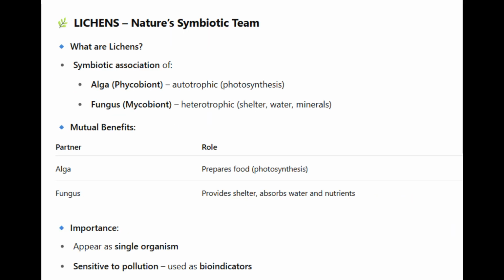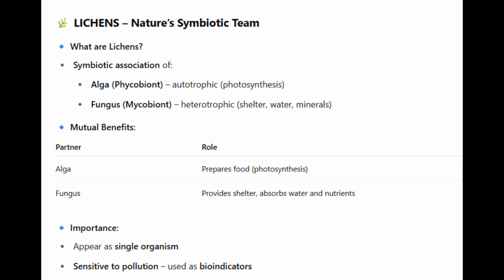What are lichens? A symbiotic association of an alga, the phycobiont, which is autotrophic, and a fungus, the mycobiont, which is heterotrophic. The alga prepares food by photosynthesis. The fungus provides shelter and absorbs water and nutrients, giving mutual benefits. Importance: they appear as a single organism. They are sensitive to pollution and used as bioindicators.